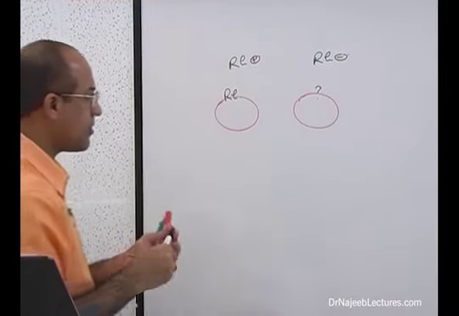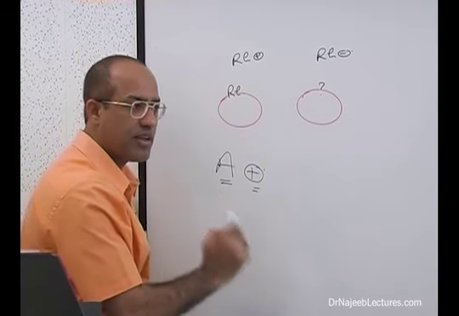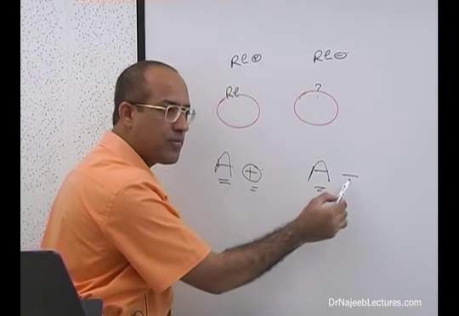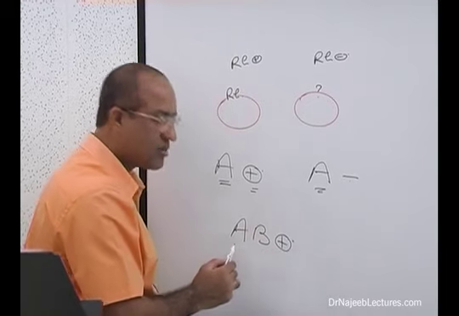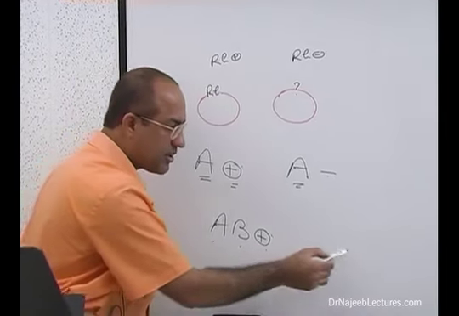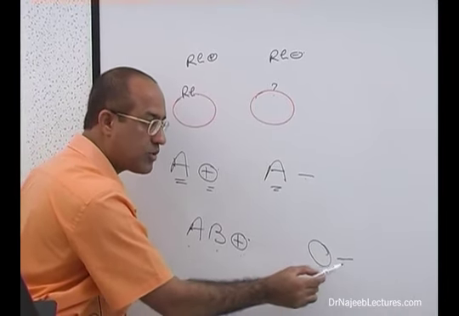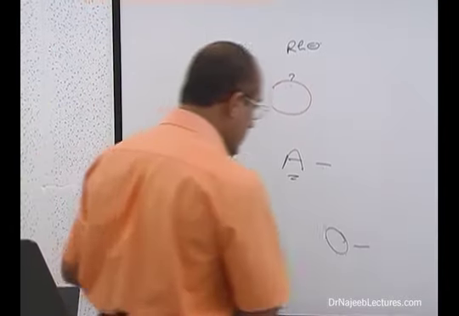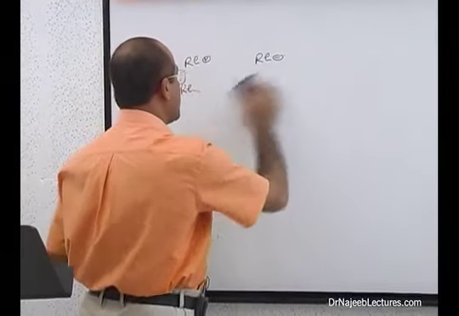And if I say my blood group is A positive, it means I have A antigen plus RH antigen. If I say your blood group is A negative, it means you have A antigen but no RH. If I say you are AB positive, it means you have A antigen on RBCs, B antigen on RBCs as well as RH. If I say you are O negative, it means you do not have A antigen, you do not have B antigen, you do not have RH. You understand this concept?